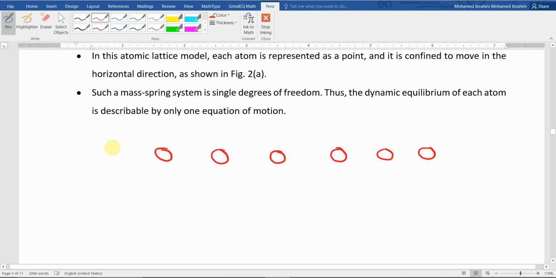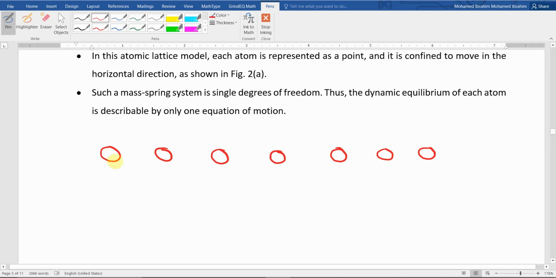This atom, in general, in terms of mechanics, each one of these atoms, or each one of these circles, indicates a particle. Each one of these indicates a particle in terms of the mechanics. And as we said, this particle is representative of the main building unit of the material.